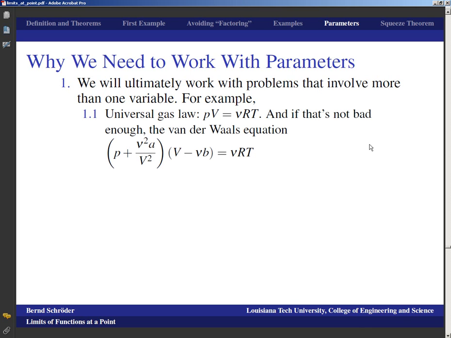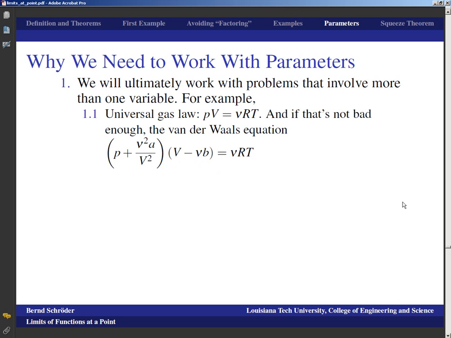And if that's not bad enough, the van der Waals equation, which is a correction to the universal gas law, actually gives you that p plus nu squared times a divided by v squared times v minus nu b is equal to nu RT.